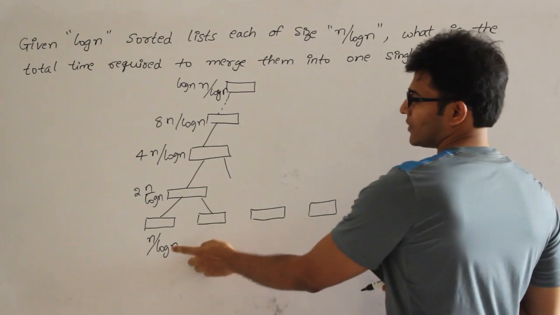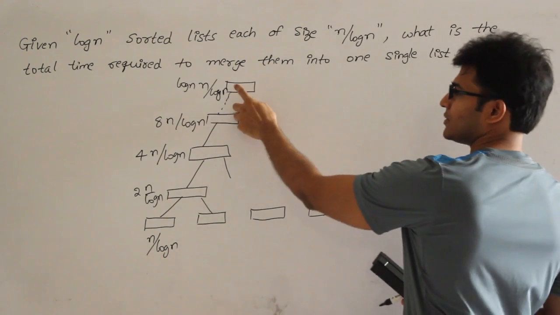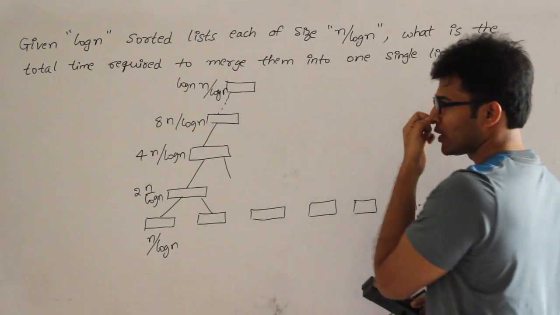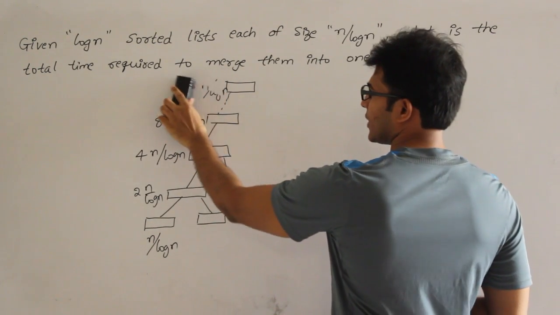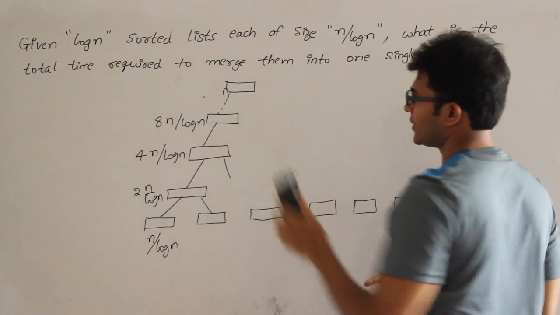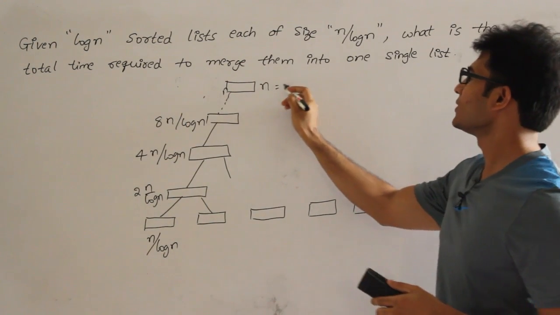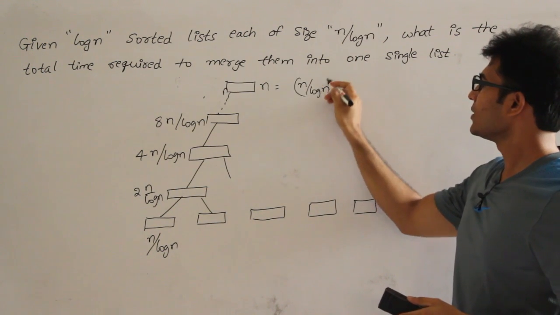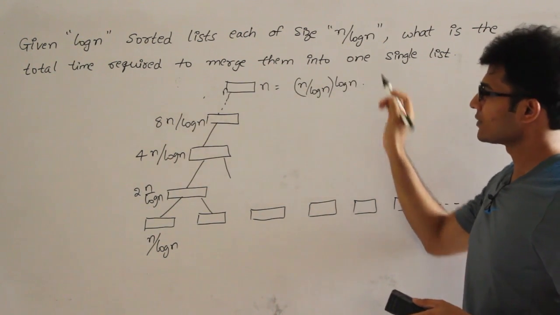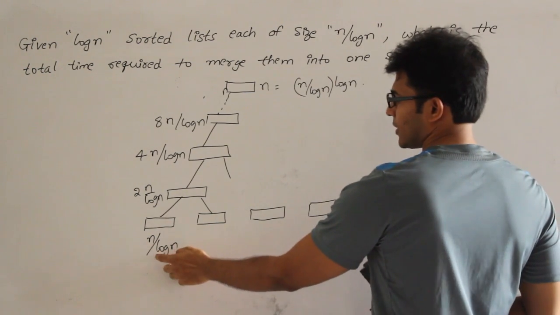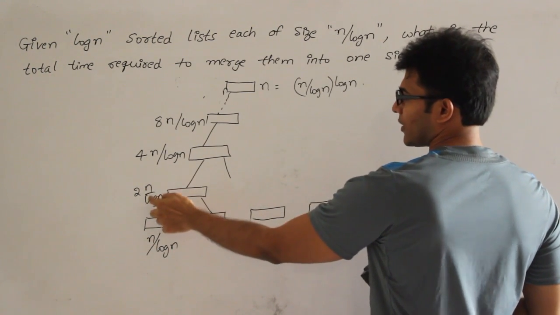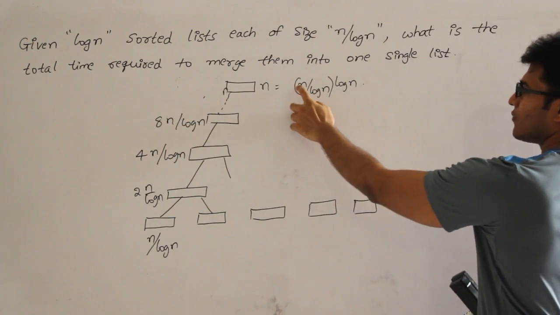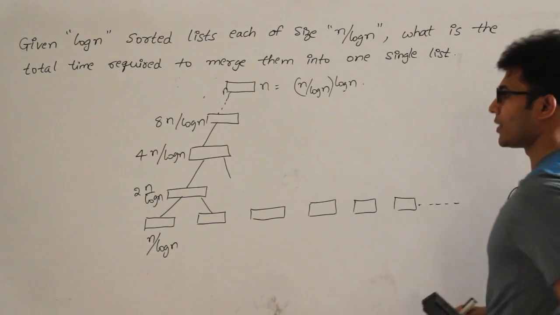See, from this size n by log n, I have to reach the size of n. So how? By doubling them. In order to get a size of n, that is nothing but n by log n into log n. So first it is n by log n, then 2 into n by log n, then 4 into n by log n, then 8 into n by log n, and finally log n into n by log n.